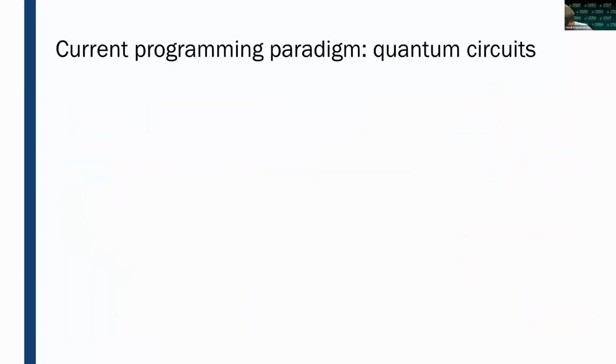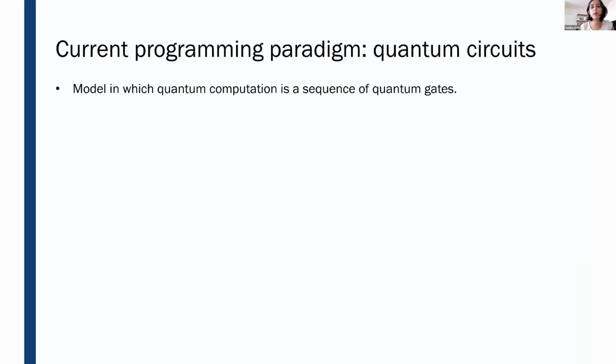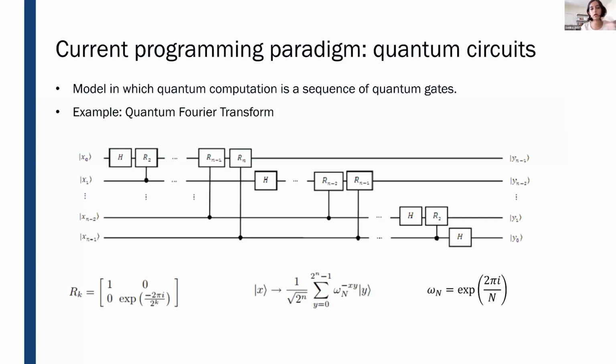Right. And so the current programming paradigm across all the different technologies that are on the cloud right now is quantum circuits. It's a pretty low-level programming paradigm, but it's the best we have right now. This is a model in which quantum computation is a sequence of quantum gates, of the kind that I was describing on the last slide. So, for example, if you look at a common quantum routine like the quantum Fourier transform, this is what a quantum circuit is going to look like.